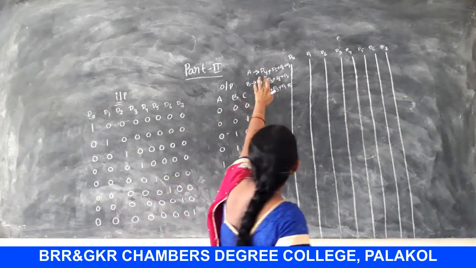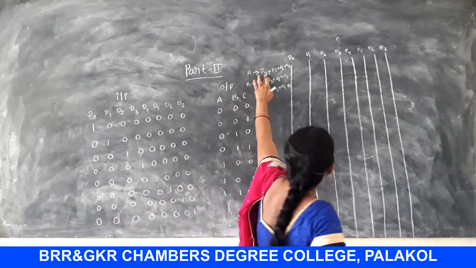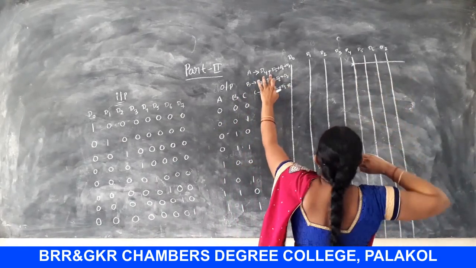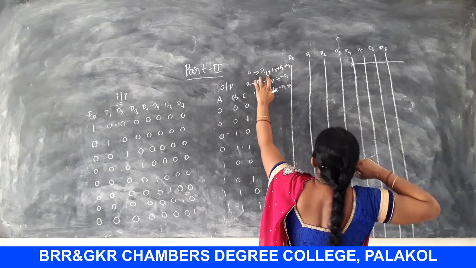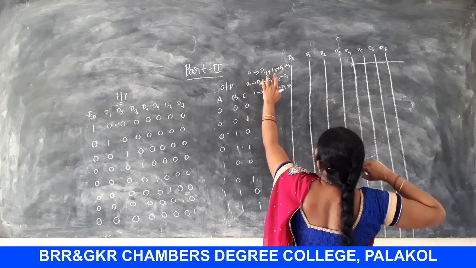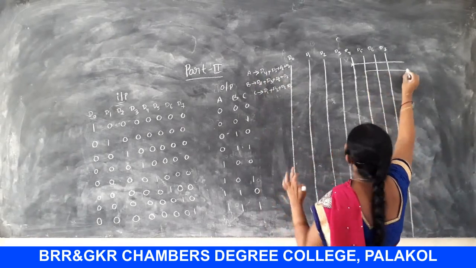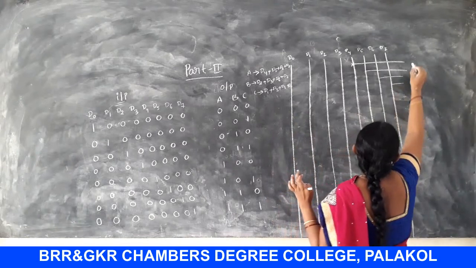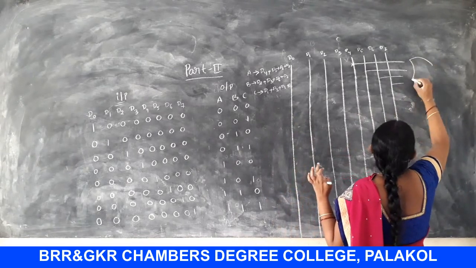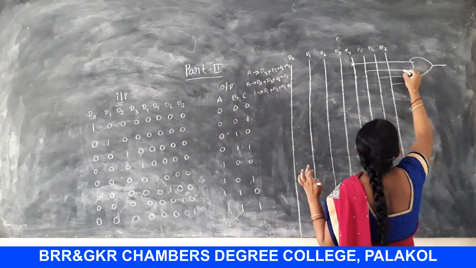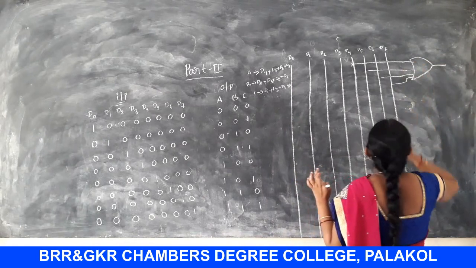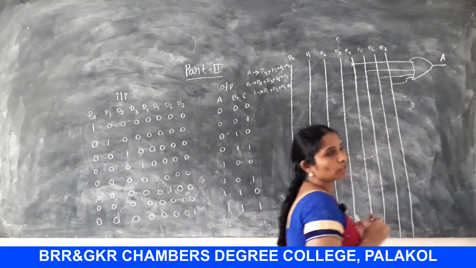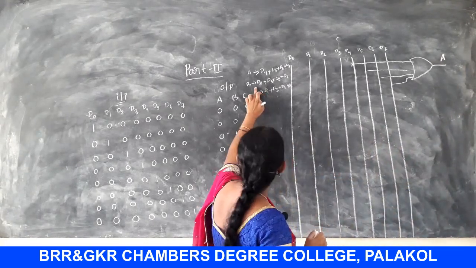So the first one, how to write: here this is D4. In between there is a plus, therefore we have to use the OR gate. Next one is D5, next one is D6, and next one is D7. So we write the final expression like this. So this is the A output.